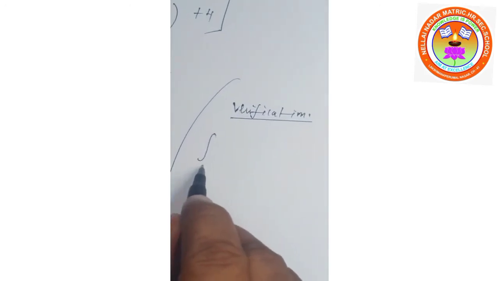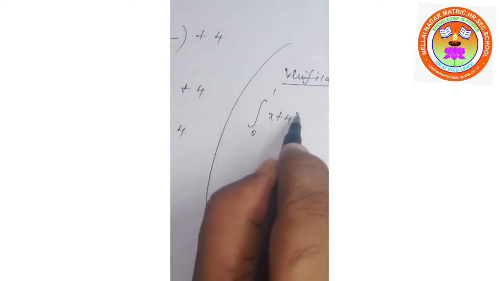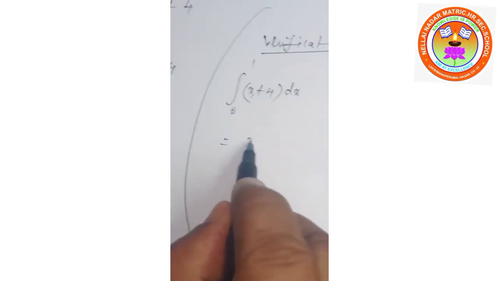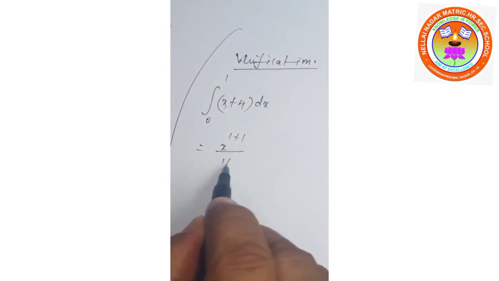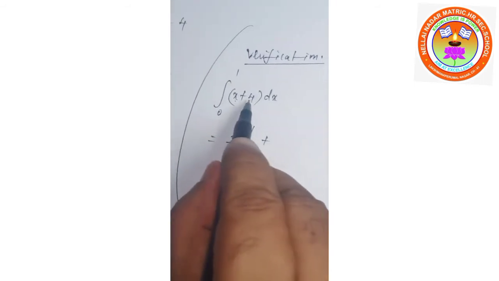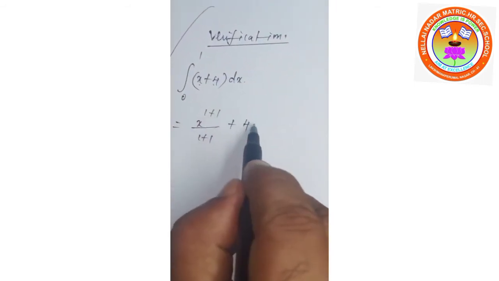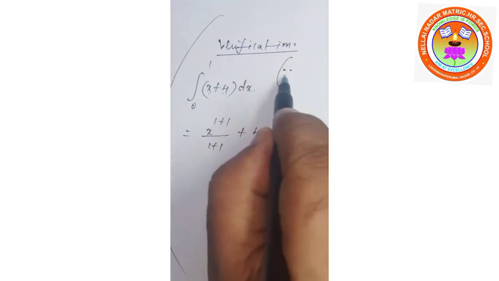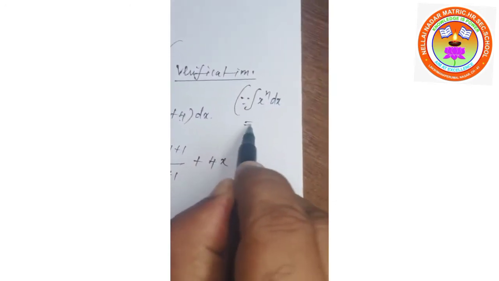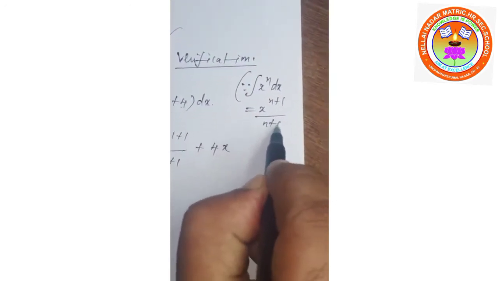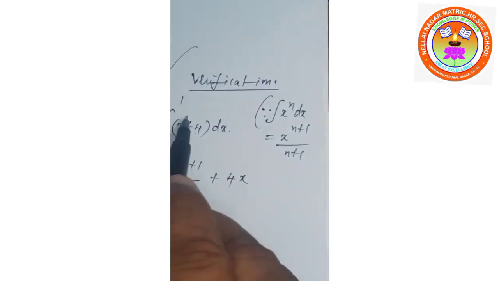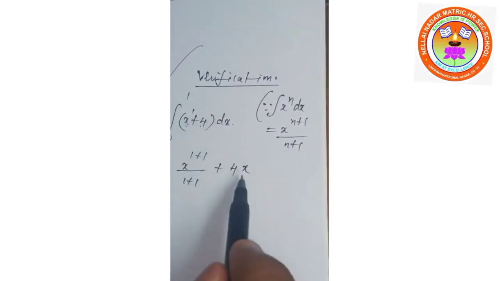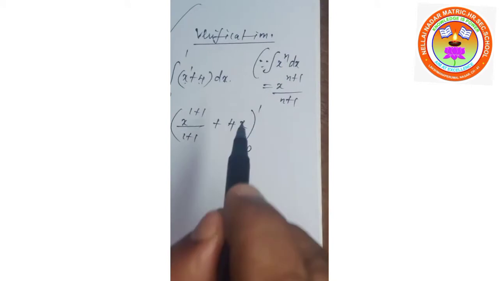The question is integral 0 to 1, x plus 4 into dx. Correct? X dx integration you know very well, x power 1 plus 1 divided by 1 plus 1, plus 4 integral dx is x. Directly I have written, you know that formula: integral x power n dx is x power n plus 1 by n plus 1. Have applied this formula. N value is 1, so 1 plus 1 divided by 1 plus 1. 4 is the constant, so only dx integration is x. Just you have to apply the limits.